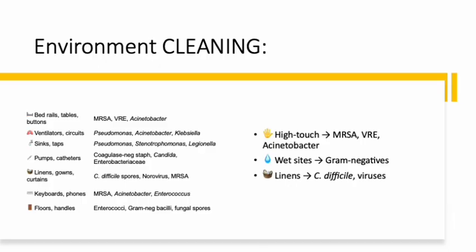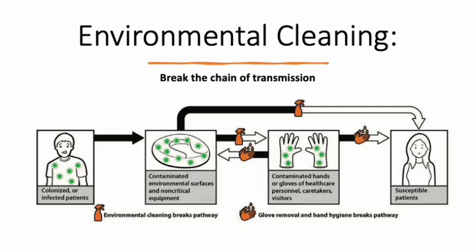Several surfaces in an ICU harbor organisms like methicillin-resistant Staph aureus, Acinetobacter baumannii, where they can survive for days or weeks. Wet sites like sink harbor gram-negative bacilli like Pseudomonas aeruginosa, and ICU linen and curtains can harbor Clostridium difficile. The environment acquires these from colonized or infected patients, and then the patient acquires it from the environment directly or through the hands of healthcare worker.